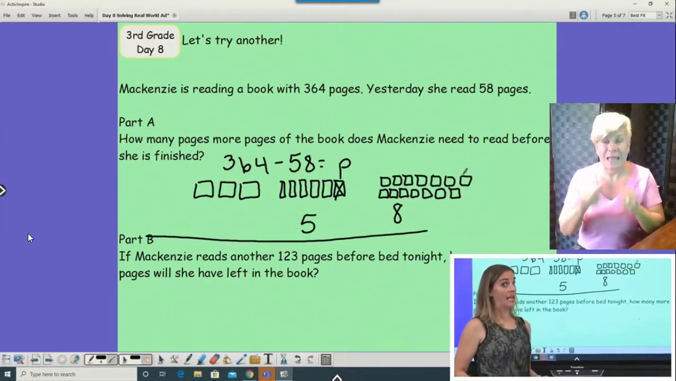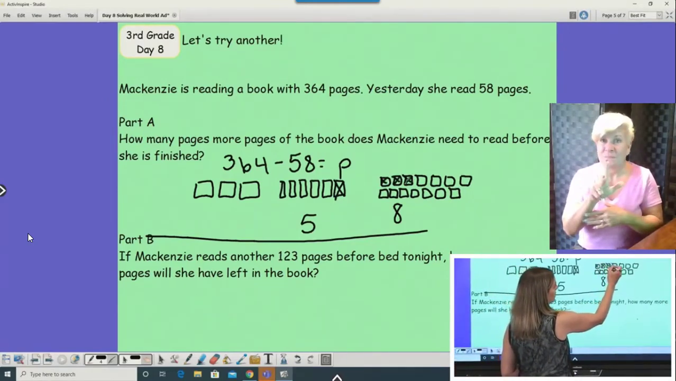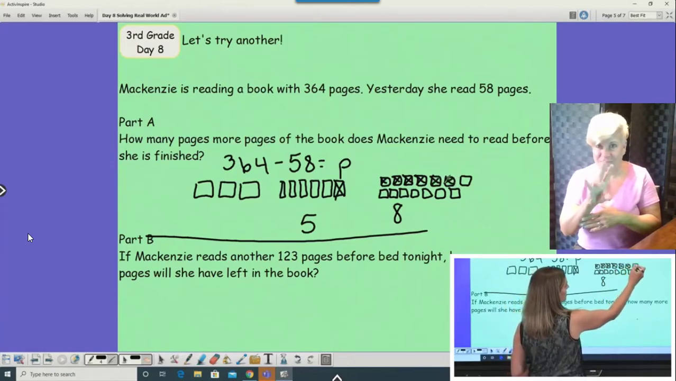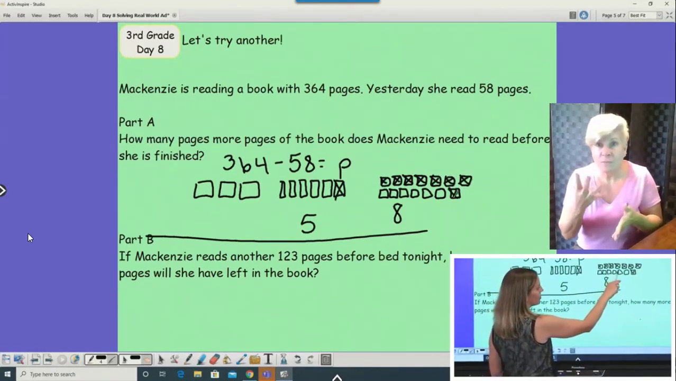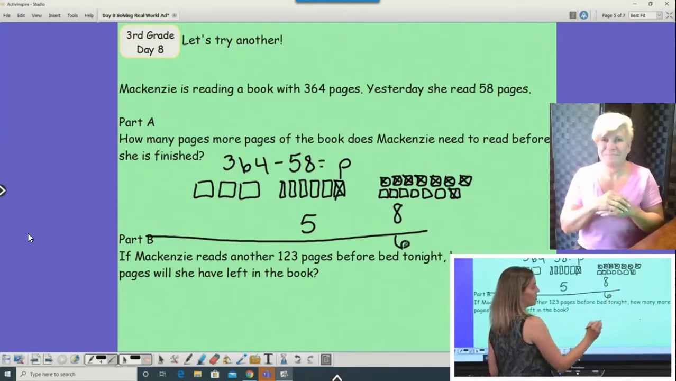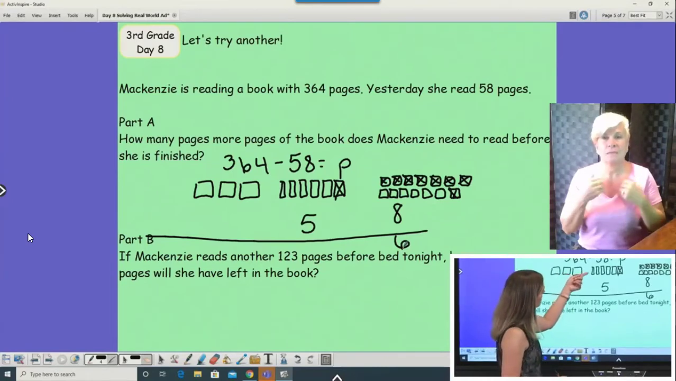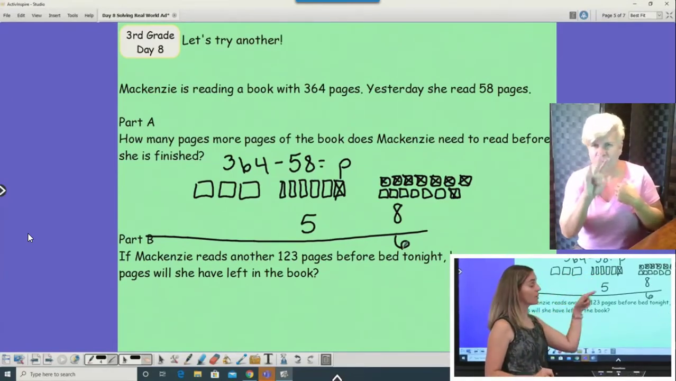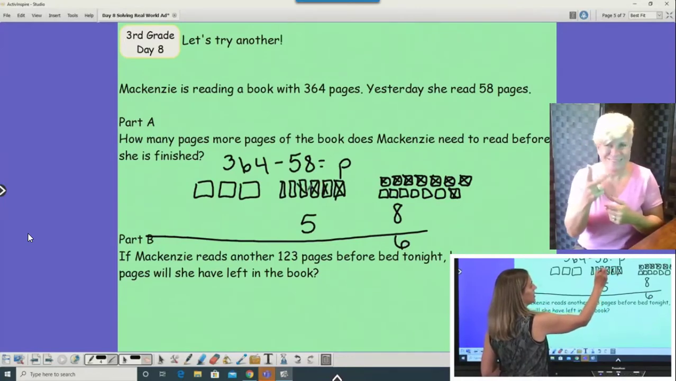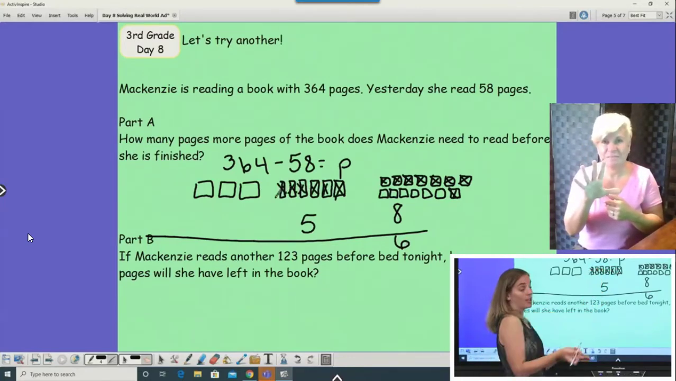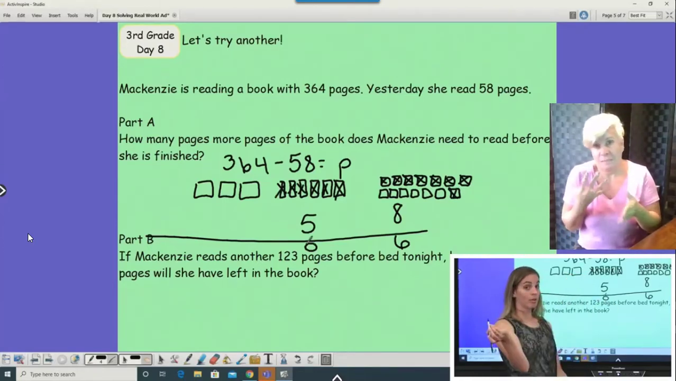Now I can take away 8, can't I? Let's do that. 1, 2, 3, 4, 5, 6, 7, 8. How many are left? Let's count them. 1, 2, 3, 4, 5, 6. You with me so far? Good deal. Okay, so I've got 10, 20, 30, 40, 50, and I'm going to take away 5. Okay, that's easy. 1, 2, 3, 4, 5. I'm taking away 5 tens. Well, I only had 5 tens, so I have 0 left.